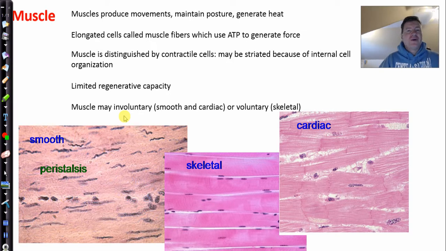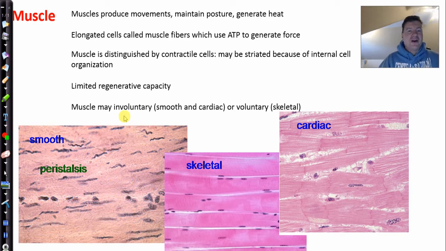So in places of the body that we need to push things through in a wave-like motion, as food is moved from your esophagus to your stomach, or from your small intestines to your large intestines, as urine is pushed through your ureters to your bladder, wherever you need to sort of push or have wave-like contractions, you're going to find a lot of smooth muscle.